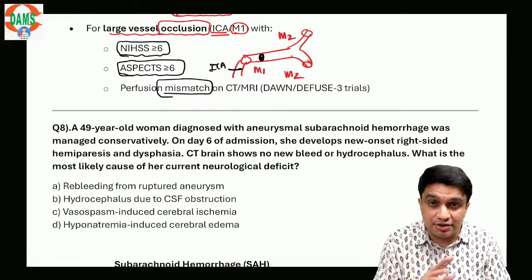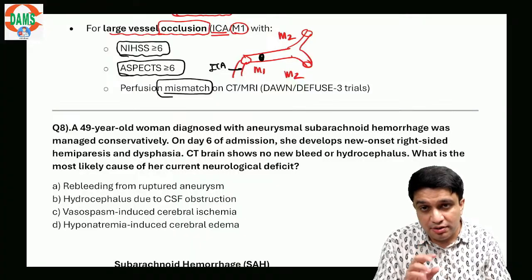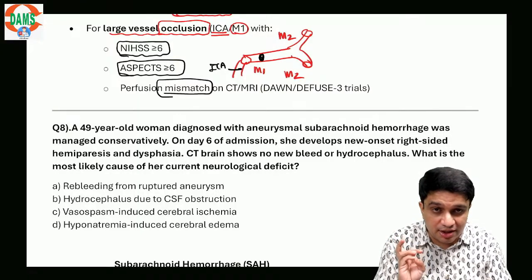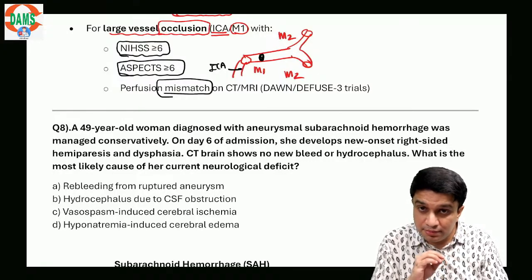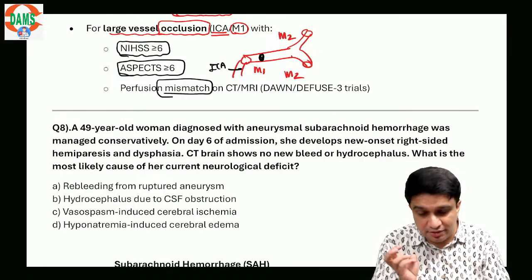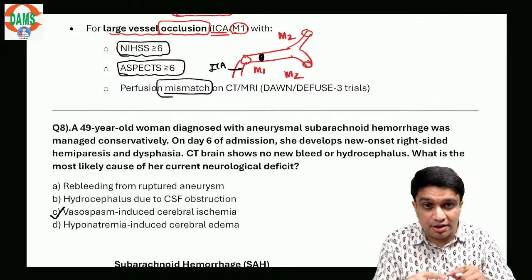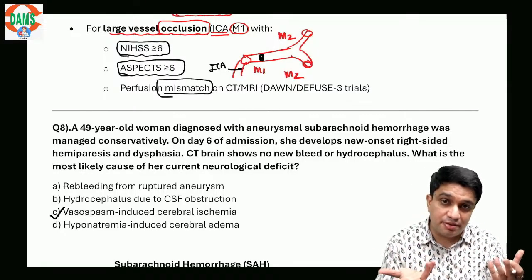Chalo, look at this question. A 49-year-old female patient with aneurysmal subarachnoid hemorrhage was managed conservatively. On day 6 of admission, she developed new onset right-sided hemiparesis and dysphasia. CT scan shows no new bleed or hydrocephalus. What is the likely cause for the current neurological deficit? Obviously, vasospasm due to cerebral ischemia. But what is causing that vasospasm? Collected blood around the vessel in the subarachnoid space, and that vessel is supplying the brain.